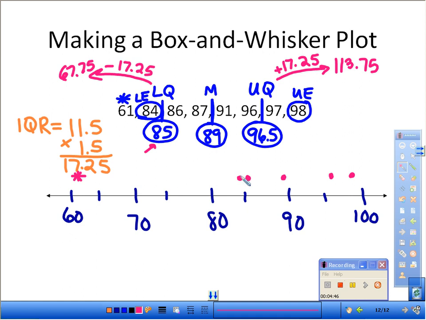You connect the 5 dots with a line. The middle 3 are where the boxes go. That is our box and whisker plot. Make sure that the outlier is not connected to the rest of the box and whiskers.